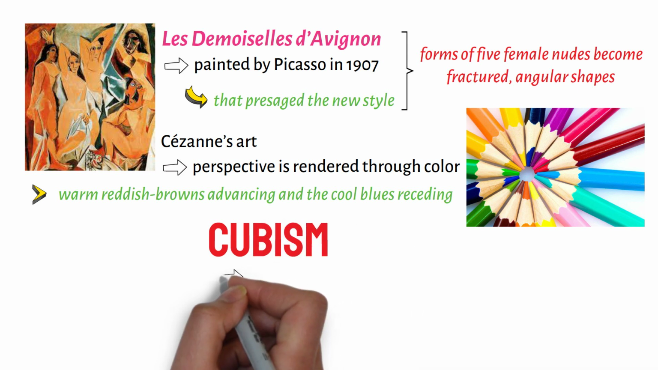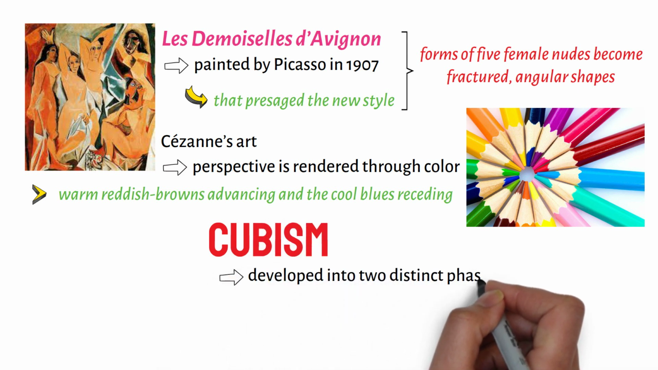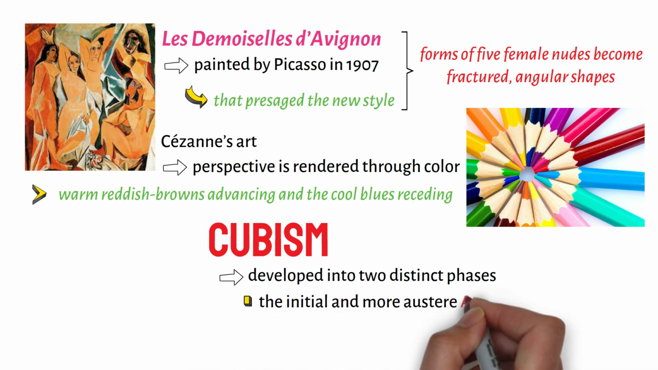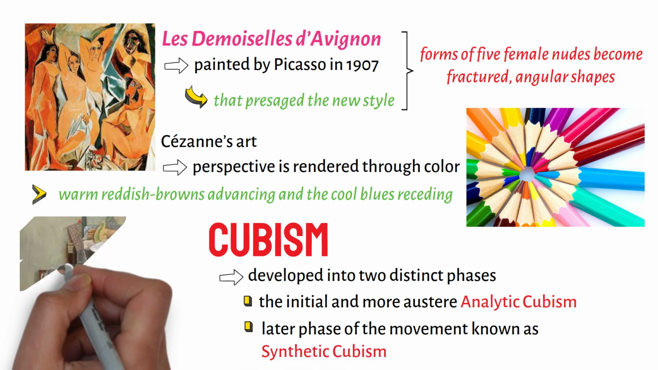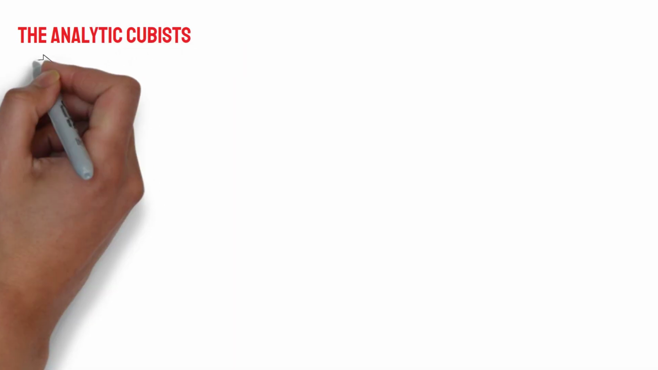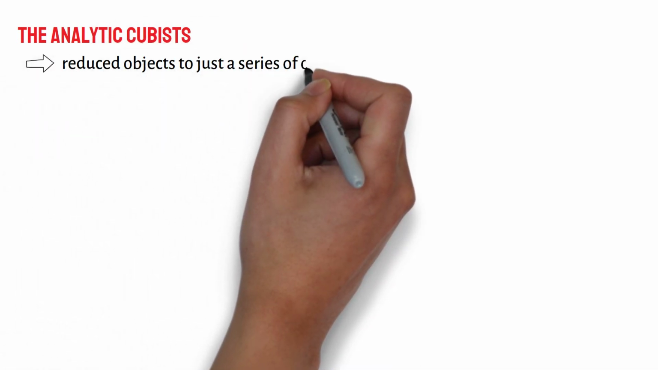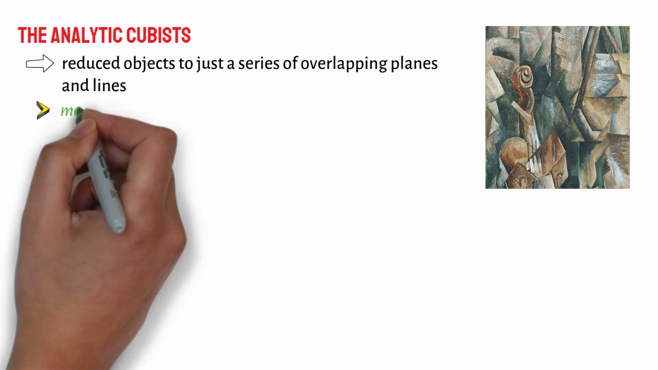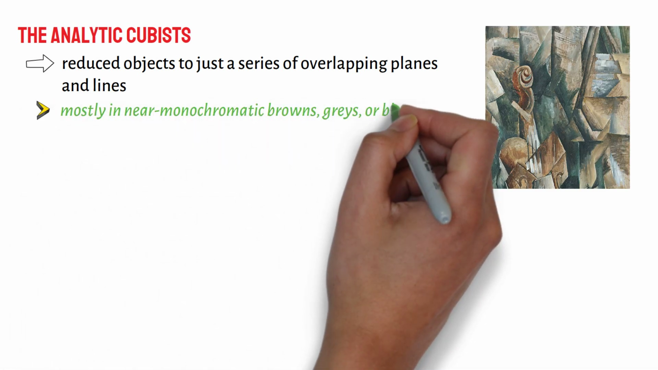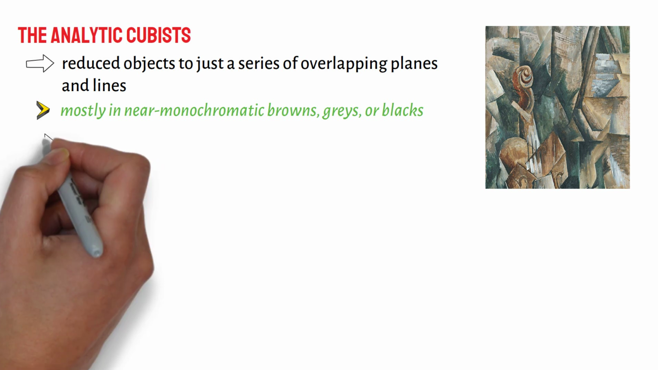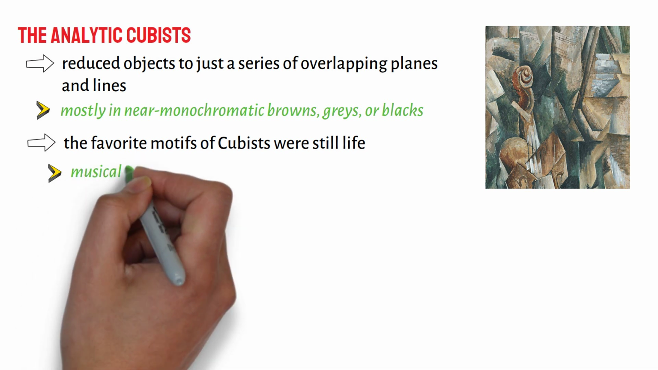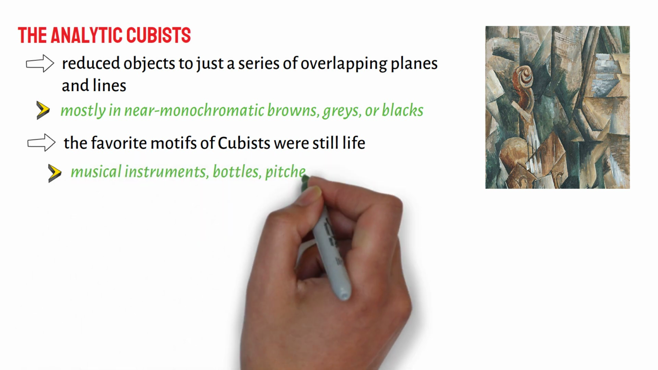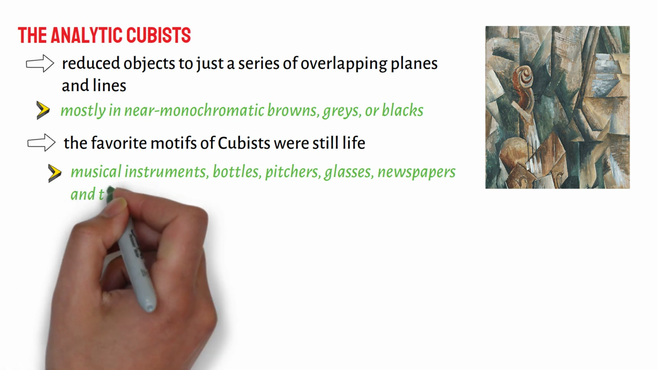Over the years, Cubism developed into 2 distinct phases, namely, the initial and more austere Analytic Cubism, and the later phase of the movement known as Synthetic Cubism. On the one hand, the Analytic Cubists reduced objects to just a series of overlapping planes and lines, mostly in near-monochromatic browns, grays, or blacks. Here, the favorite motifs of Cubists were still life, with musical instruments, bottles, pitchers, glasses, newspapers, and the human face and figure.